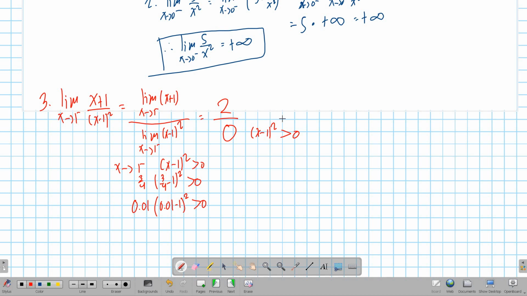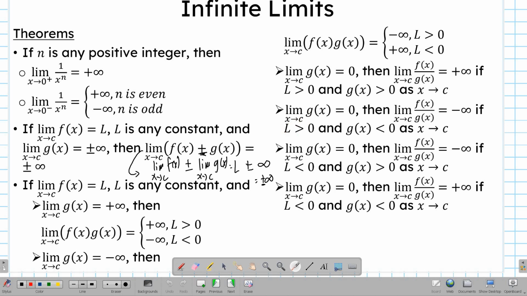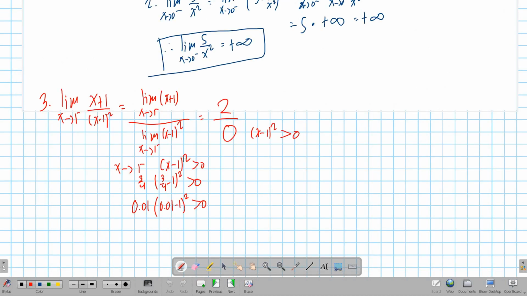Hence, we can conclude based on the theorem a while ago, L is positive, g of x is greater than 0 as x approaches 1 from the left. Therefore, we conclude that the limit of x plus 1 over x minus 1 squared as x approaches 1 from the left is equal to positive infinity.